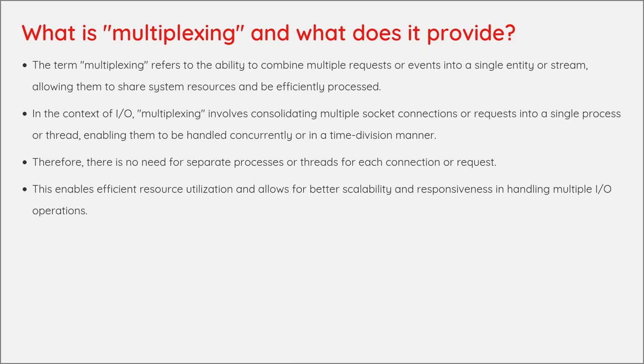What is multiplexing and what does it provide? The term multiplexing refers to the ability to combine multiple requests or events into a single entity or stream, allowing them to share system resources and be efficiently processed. In the context of I/O, multiplexing involves consolidating multiple socket connections or requests into a single process or thread, enabling them to be handled concurrently or in a time division manner. Therefore, there is no need for separate processes or threads for each connection or request. This enables efficient resource utilization and allows for better scalability and responsiveness in handling multiple I/O operations.